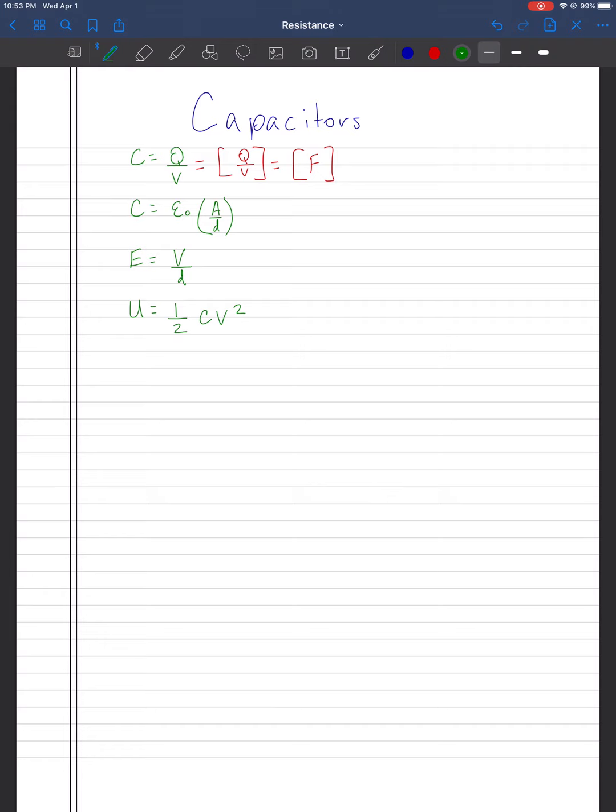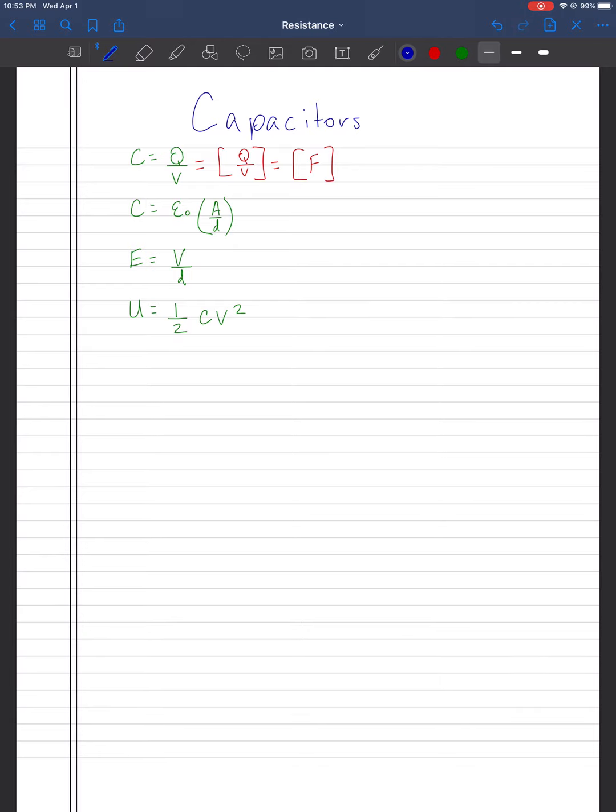Remember, kinetic energy is half mv squared, right? For capacitors, it's half CV squared. So kinetic energy might be a good way to remember that. Okay, so that's just the potential energy of it. And when you do the units and everything, you get joules.